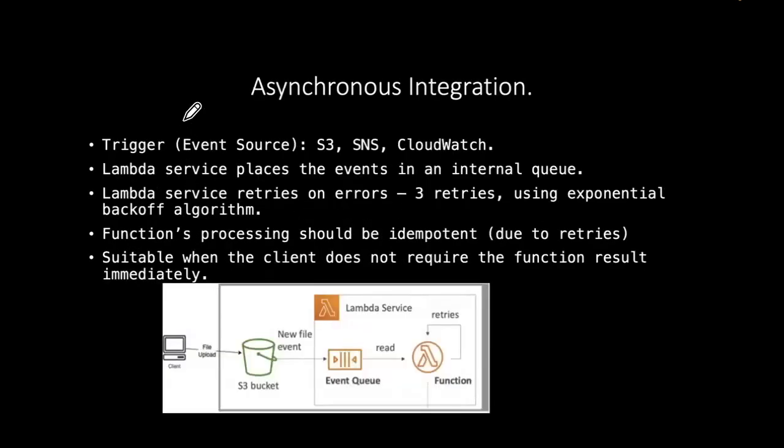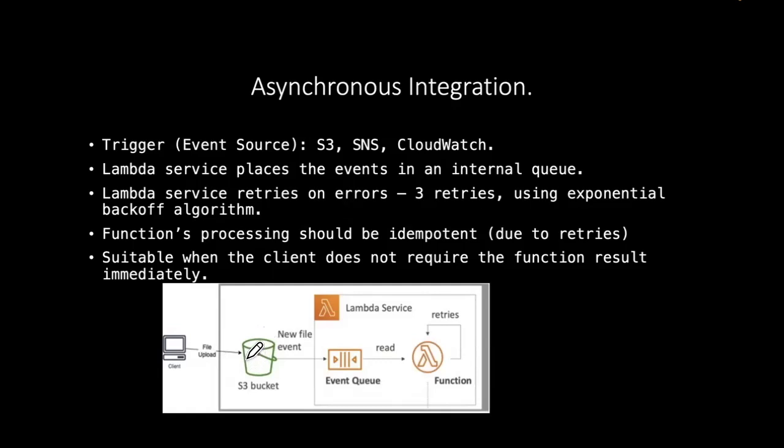For the asynchronous integration model, things are a little bit different. So first of all, the services that use this model would be S3. So we can actually cause an S3 bucket to trigger the execution of a Lambda. SNS, which is a kind of messaging service, can be used to trigger it. CloudWatch alarms can also trigger a Lambda. And if we look at an example, the image down here where S3 is actually the event source, as we call it.